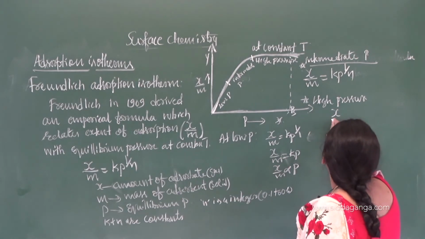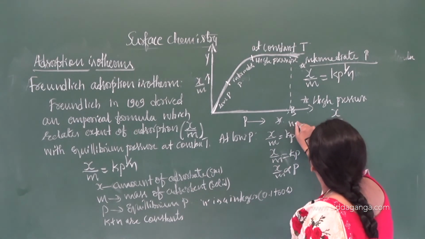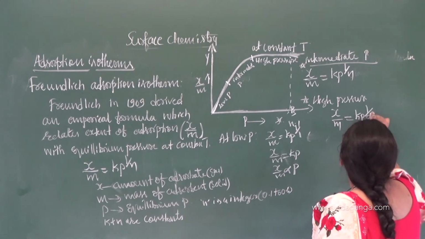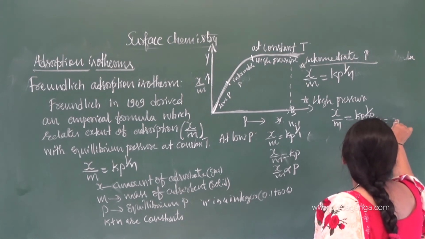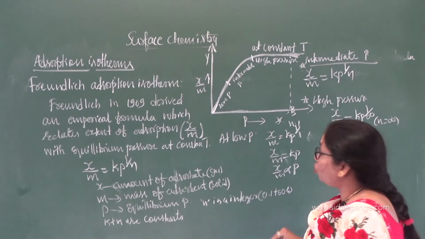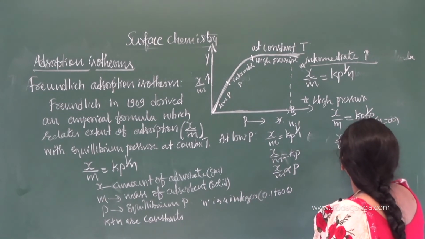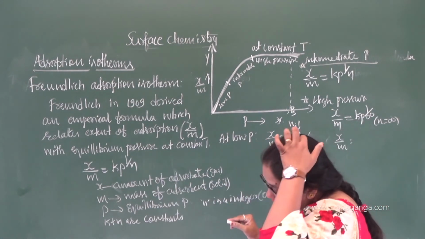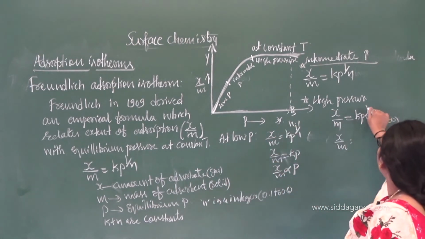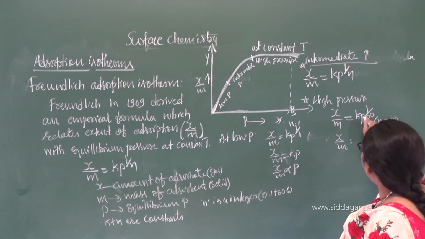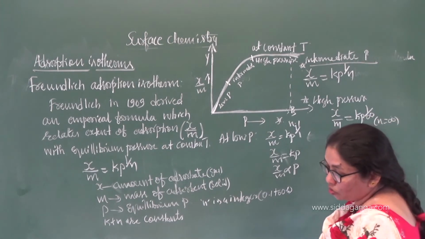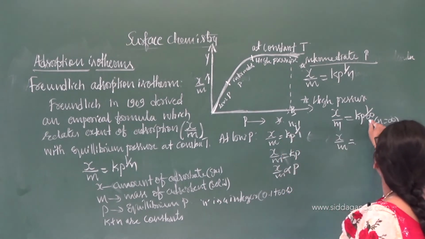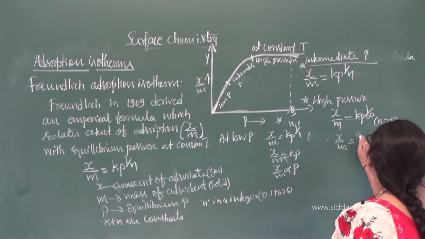Then x by m is equal to k into p to the power 1 by infinity, because it has already reached saturation. So what can you write? x by m is equal to k into p to the power 1 by infinity, and 1 by infinity is 0. So it is independent of pressure, and it will become a constant.